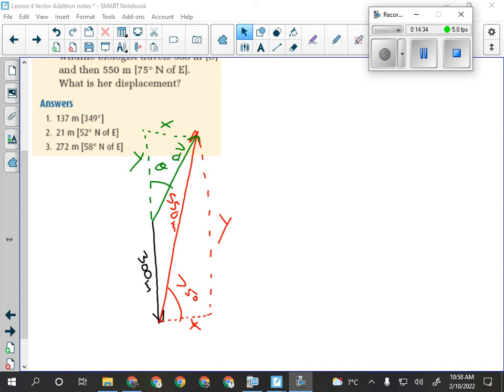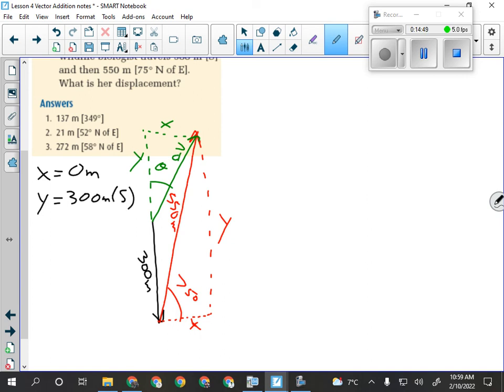Okay, let's have a look at the rest of this one. Because the 300 meter vector is due south, its x is 0 meters because it doesn't go east or west. Its y component is 300 meters south. So that one's easy, there's no calculating involved. Red x is adjacent to the 75-degree angle, so that'll be cos of 75 times 550.